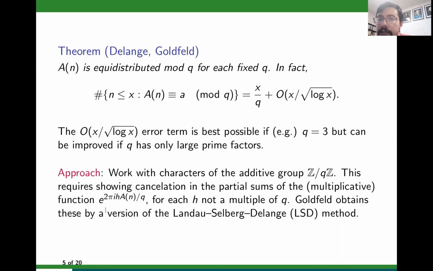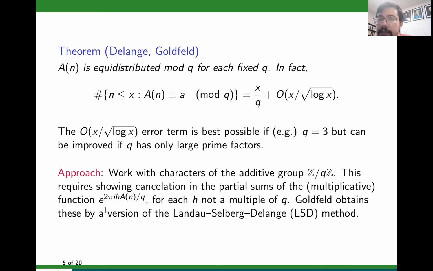Okay, so here's Hubert Delange on the left, here's Dorian Goldfeld on the right. So A of n is going to be one of the stars of the show in this talk. The other star of the show is Euler's function, phi of n. So phi of n is just the usual totient.